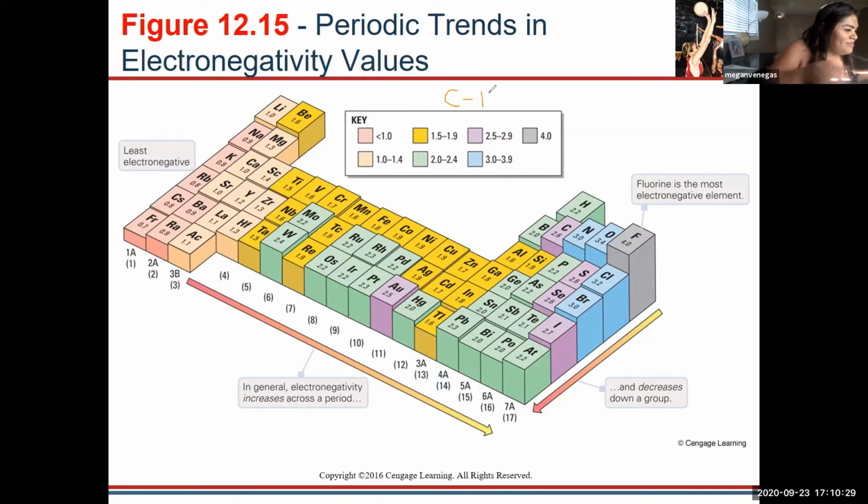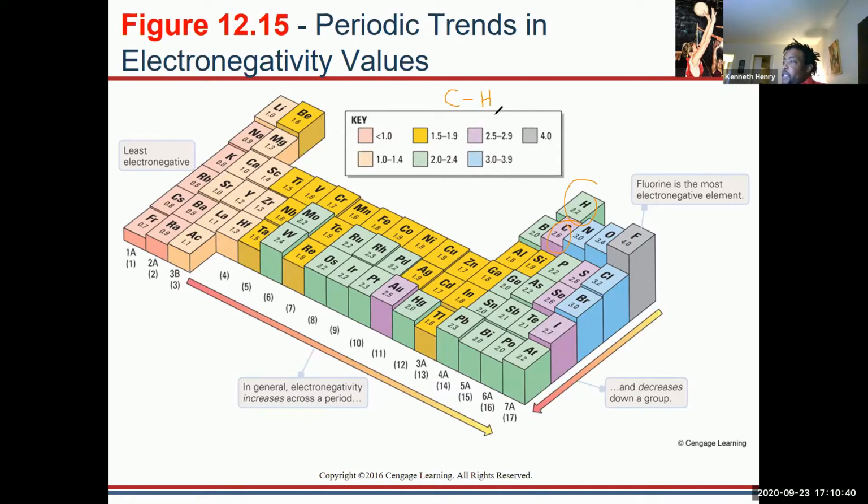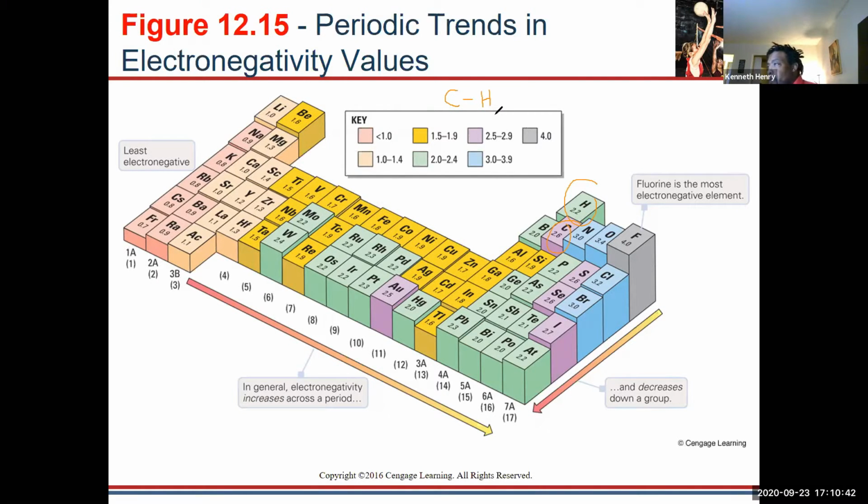So if I have a bond between carbon and hydrogen, if you look at their numbers, here's hydrogen, here's carbon, we just take the difference between those two electronegativities. We always start with the one that's the biggest. So 2.6 minus 2.2 gives us 0.4. So 0.4 is less than 0.6, which means it's going to be a nonpolar covalent bond.